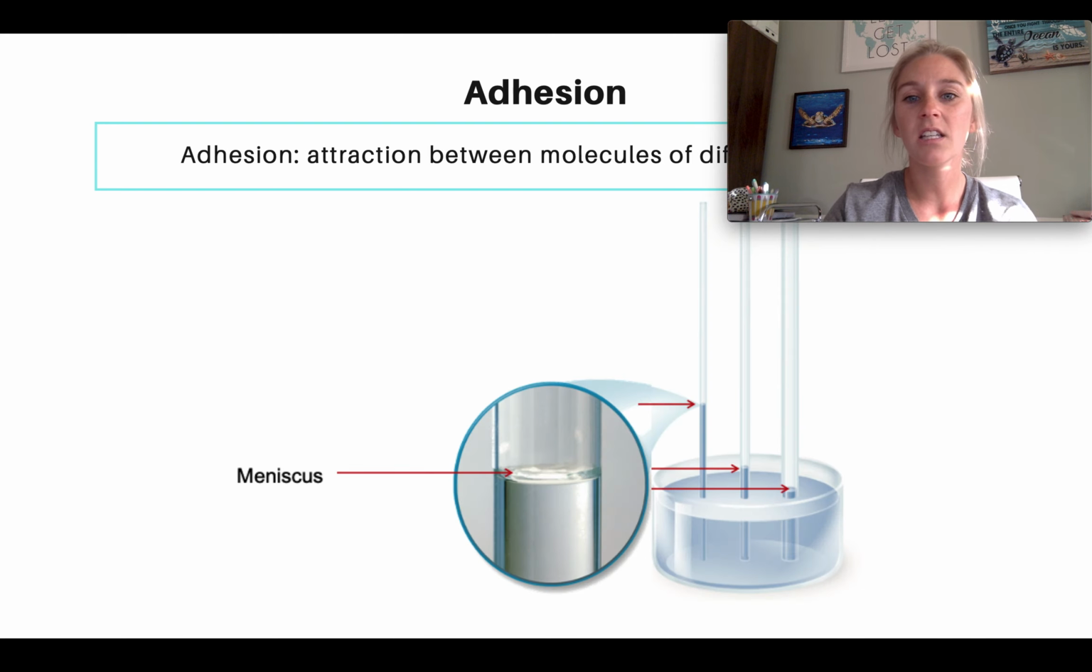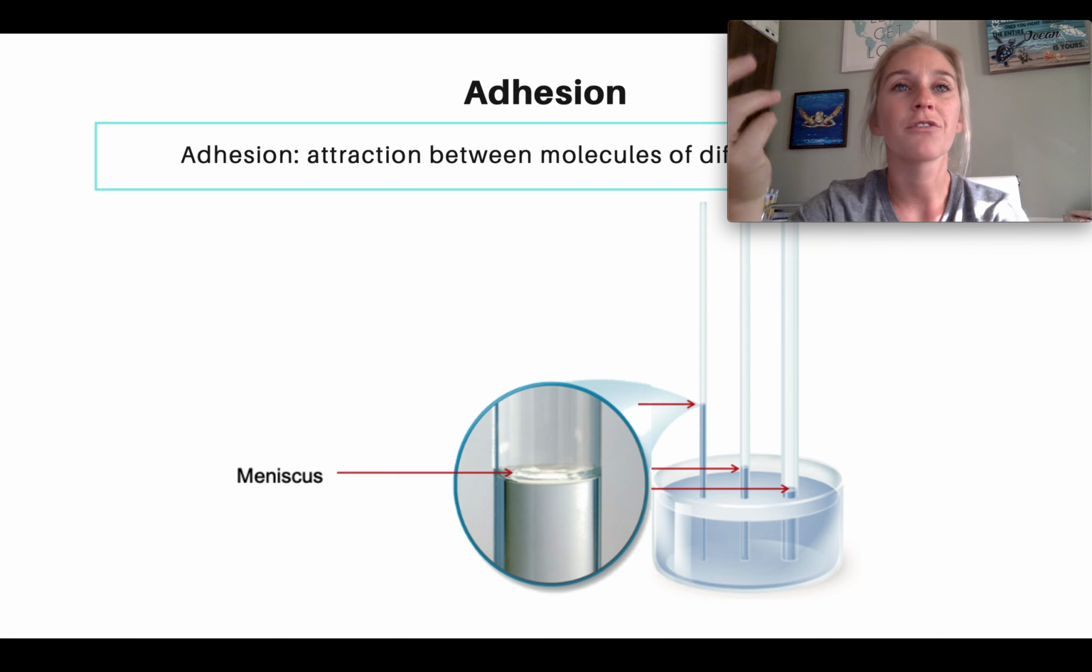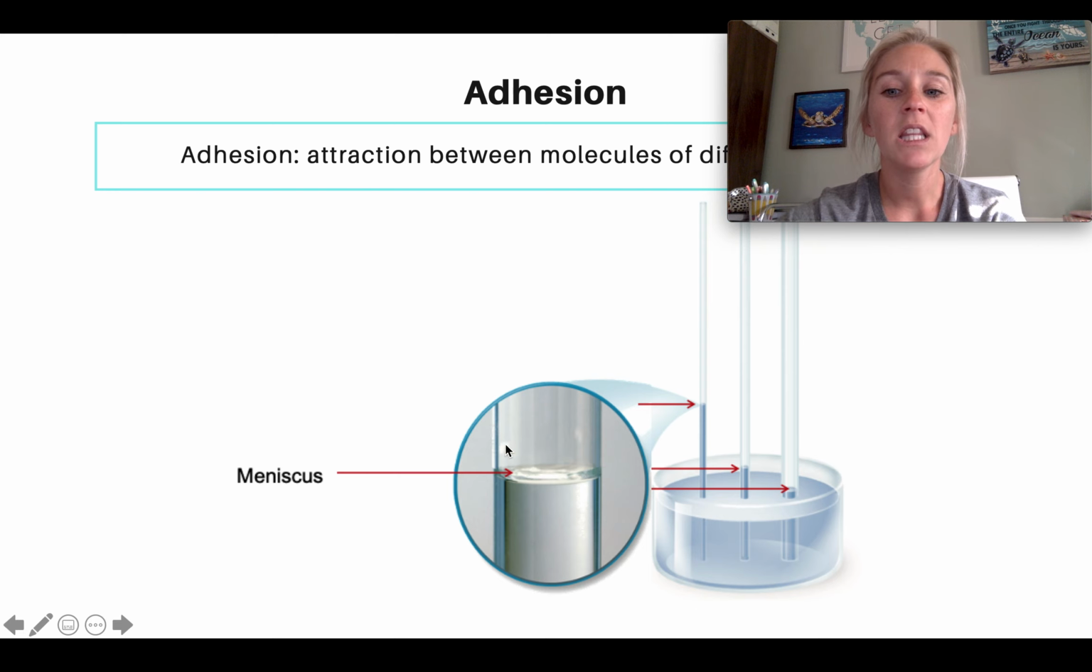The second neat quality of water is adhesion. Adhesion is the attraction between molecules of different substances. So in this picture, you see an example of adhesion. If you notice, these 3 tubes are a different size, and the smaller the size, the higher the water has climbed up this tube. It rises higher in the narrower tube because the water has more surface area interacting with the glass from the tube, so it allows it to climb higher up.